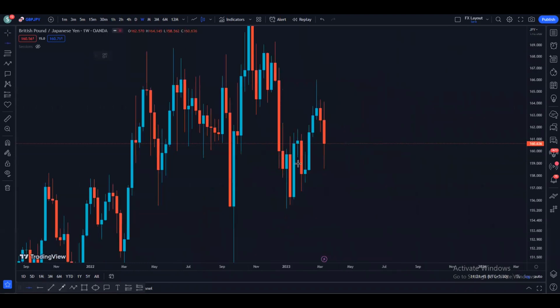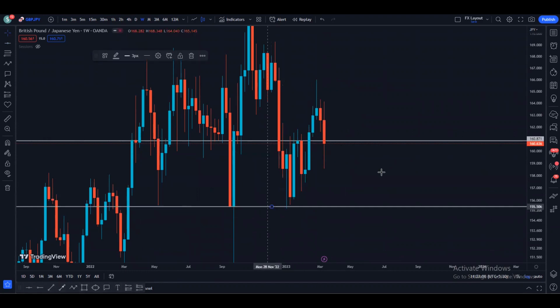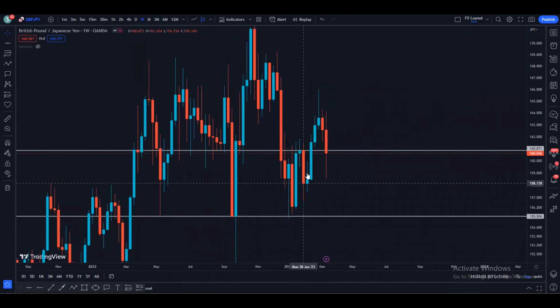Now, as we can see, there was a resistance here. The candle closes above, and we came up, rejected by this resistance. We made a resistance, and as we can see, the last weekly candle closed back into the range. Now, as we can see, there is a support right here. So this was the range, price broke above the range and now closed back into the range.